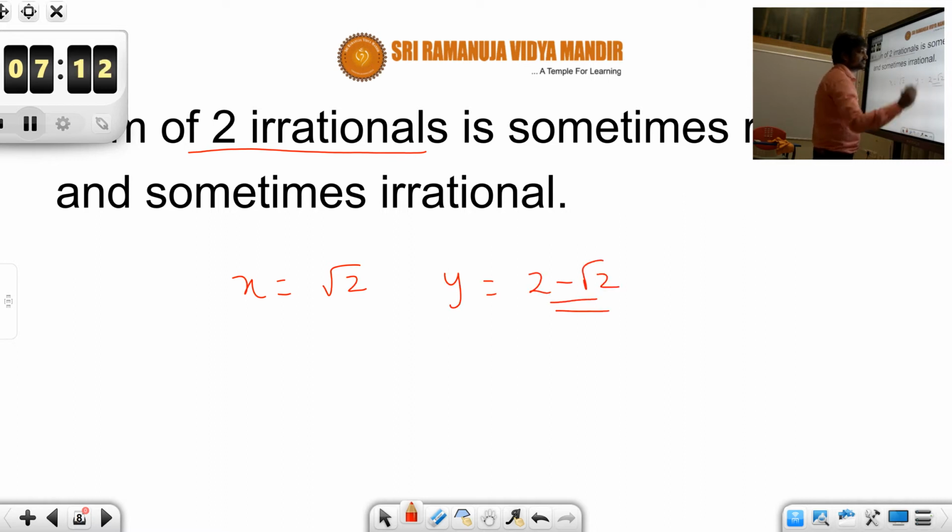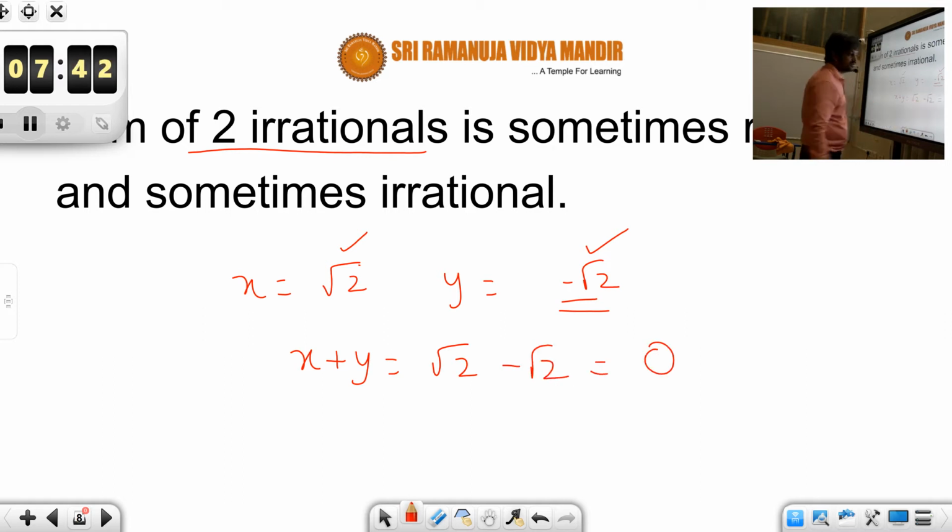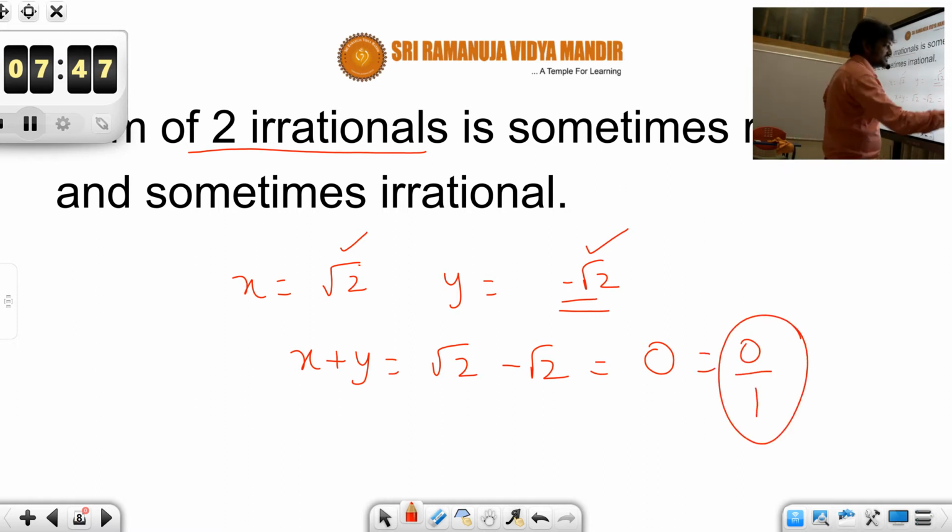This is again an irrational number. Or in place of 2 minus root 2, you can even consider minus root 2. Let's take a pretty simple example. Root 2 is irrational. Minus root 2 is again an irrational number. Now, what about x plus y? X plus y is root 2 minus root 2. What is this? This is 0. But what is 0? We can express it as 0 by 1. This is a rational.